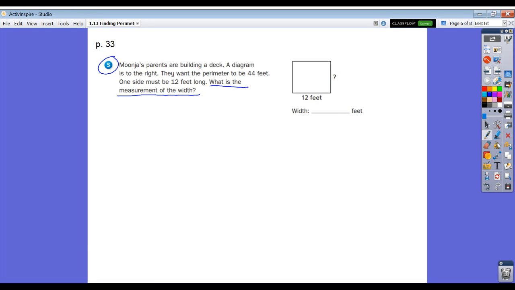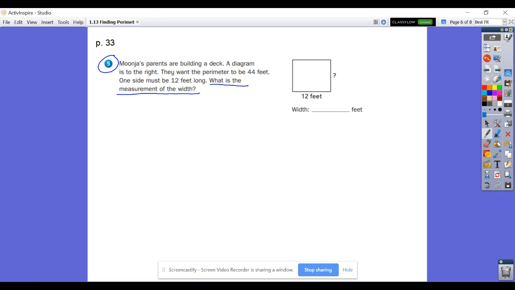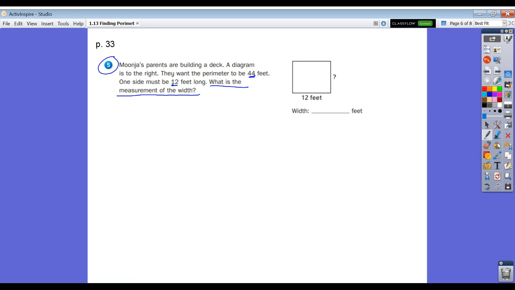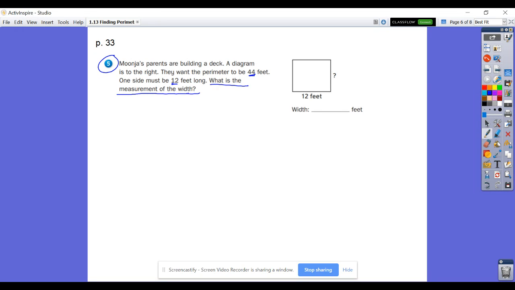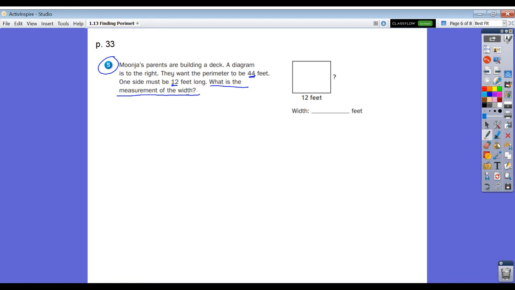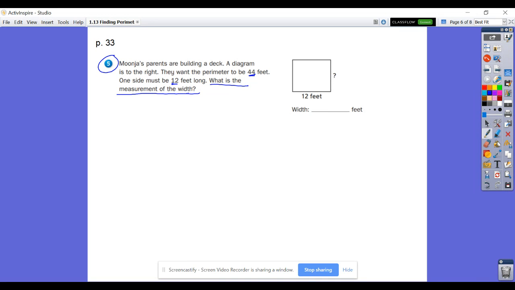The reason we're doing this one together is so far, I was just having you find the perimeter, right? You were given the length and the width and you had to find the perimeter. Now this time, we're given the perimeter and one side, and we have to find the width. So it's going to be a little bit different than the previous problems we did. But we could still use our formulas and just plug in what we know, right?